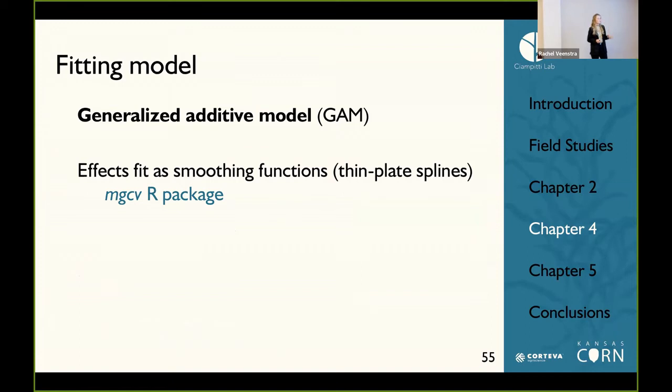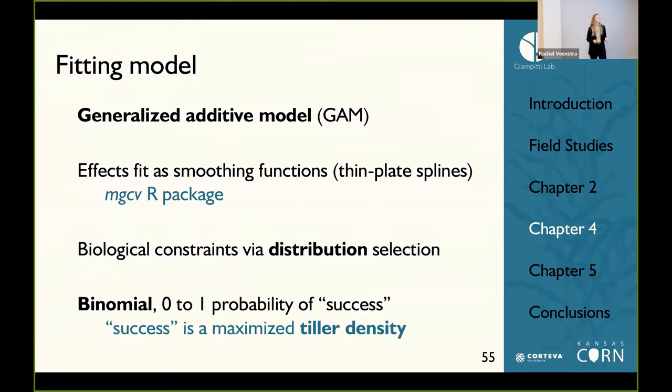So our model, we use a generalized additive model, and our effects were fit as smoothing functions with thin plate splines in the mgcv R package. We added a degree of biological constraints through our selection of a distribution. So we use the binomial distribution, which essentially gives us a 0 to 1 probability of success. And in our case, we define success as a maximized tiller density. And you may be asking, what does that mean? We had to come up with that.